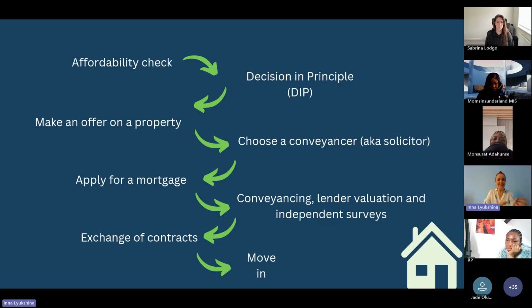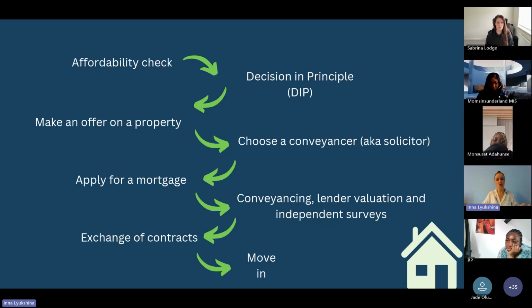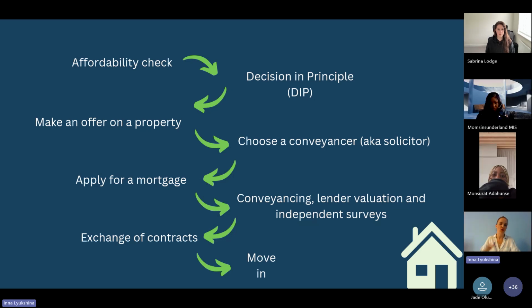So, like I said, there are many more small steps, but I'm not going to go too much into detail about this. We can always cover that at a later stage. So once the mortgage application is submitted, obviously, conveyancers/solicitors will continue to work on your case. The lender, the bank or a building society, will send a person to the house you want to buy to do the valuation of the property.